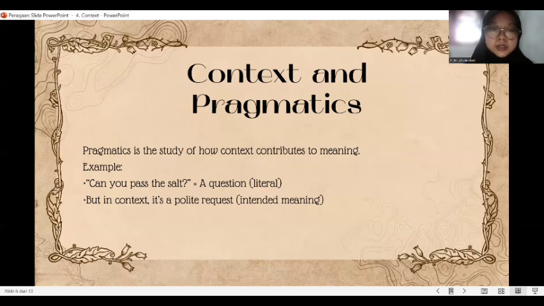Context and pragmatics. Pragmatics is the study of how context contributes to meaning. For example, "Can you pass the salt?" Literally, this is a question. But in context, it's a polite way to request someone to pass the salt.